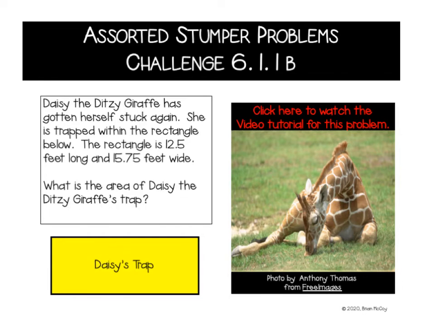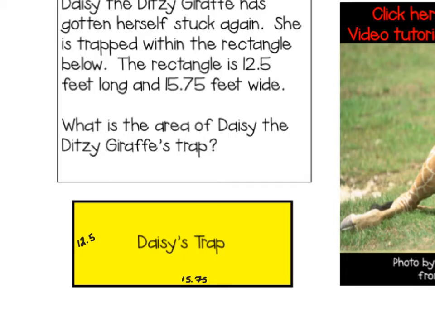So let's go ahead and plug in the numbers. The 12.5 we'll put here, and the 15.75 we'll put across here. And bam, there we have it. 12.5 for this length right here, and from here to here is going to be 15.75. So next we've got to just look at what the area is.